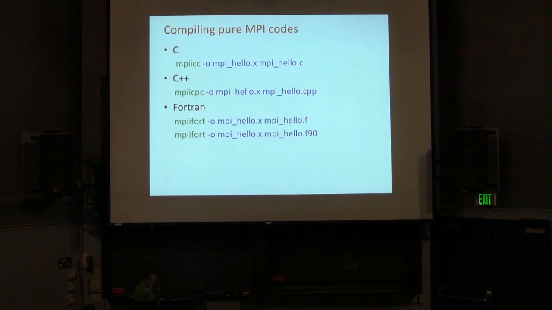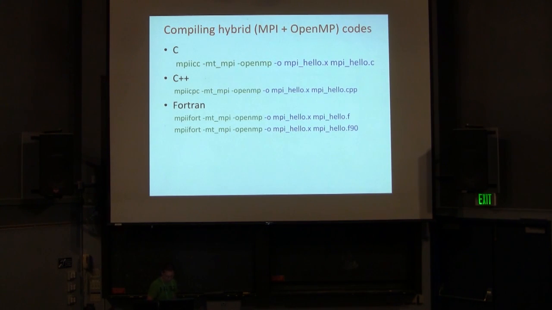But if you really want to know the gory details, there's an option. You can run mpiicc -show. It will show you all the options to use. So you can use conventional ICC to do that.